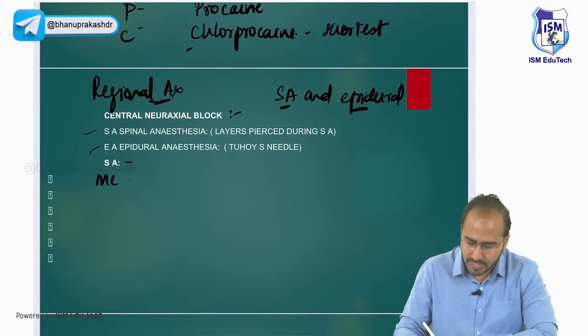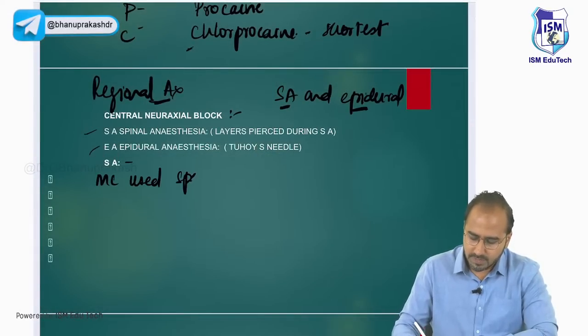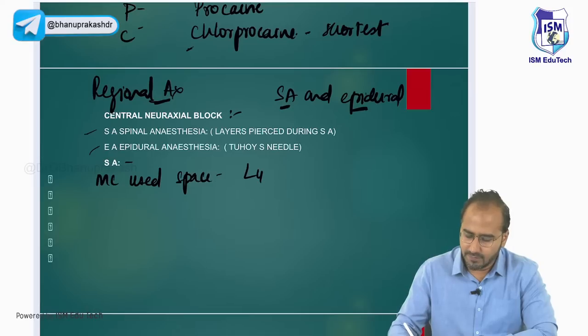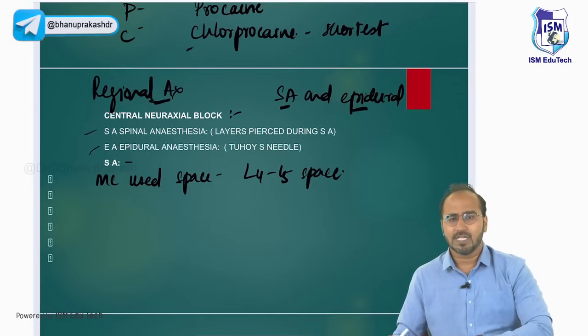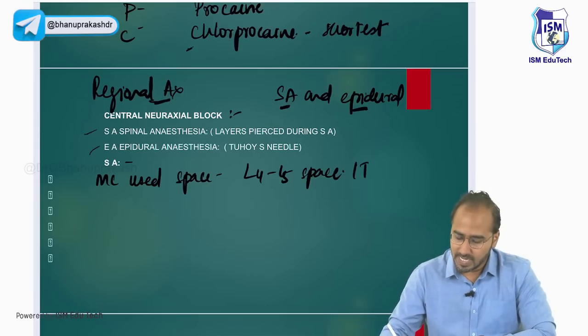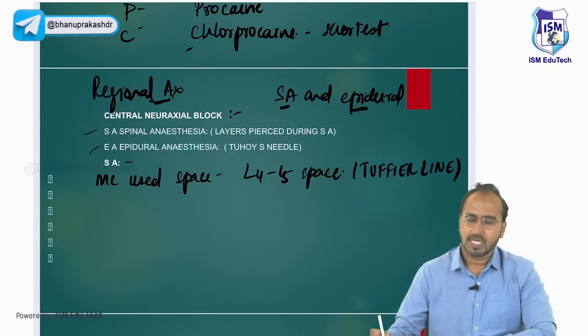The main points of spinal anesthesia. When you give spinal anesthesia, what is the space where you are introducing the needle? Come on. Most commonly used space is L4, L5 space. How will you identify the L4, L5 space? This space is identified by Tuffier's line. Tuffier's line is what, guys?